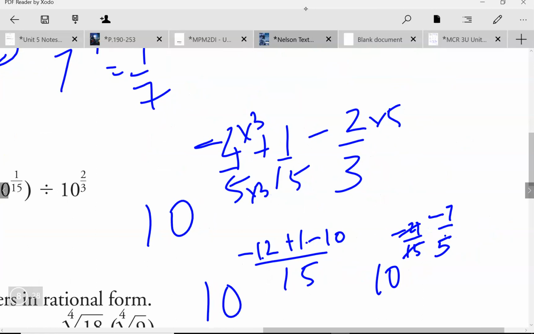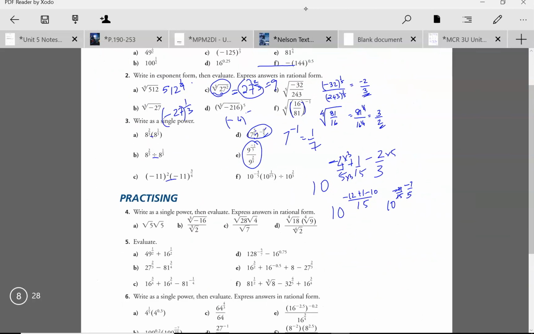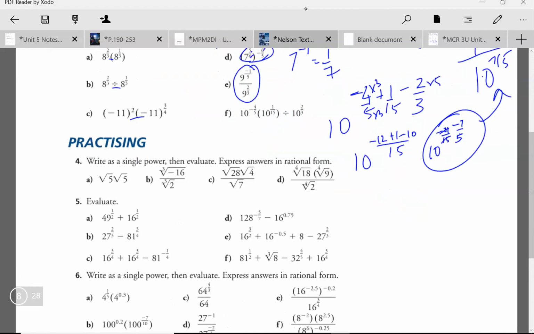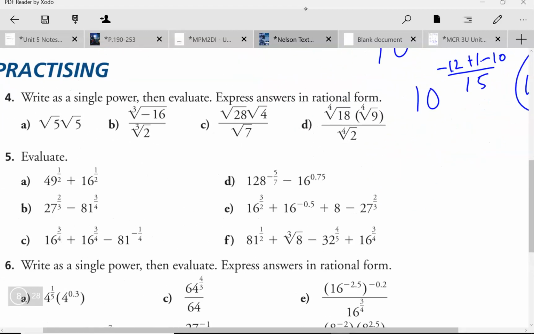Which is again just, oh, it's only a single power. You don't have to calculate it. So that would basically be it. If you wanted to write 1 over 10 to the power of 7 over 5, that would be fine. But single power, I think a negative is fine. You just know that it could also be written like this, but single power, then evaluate.